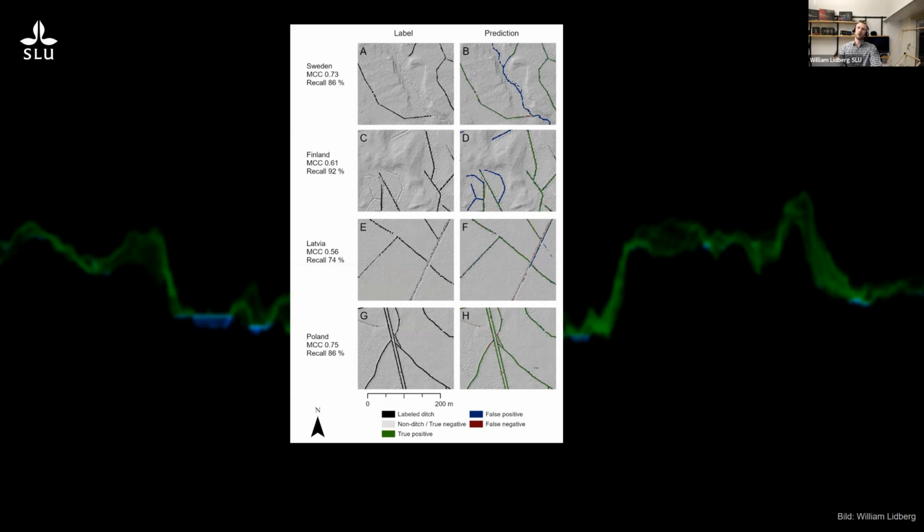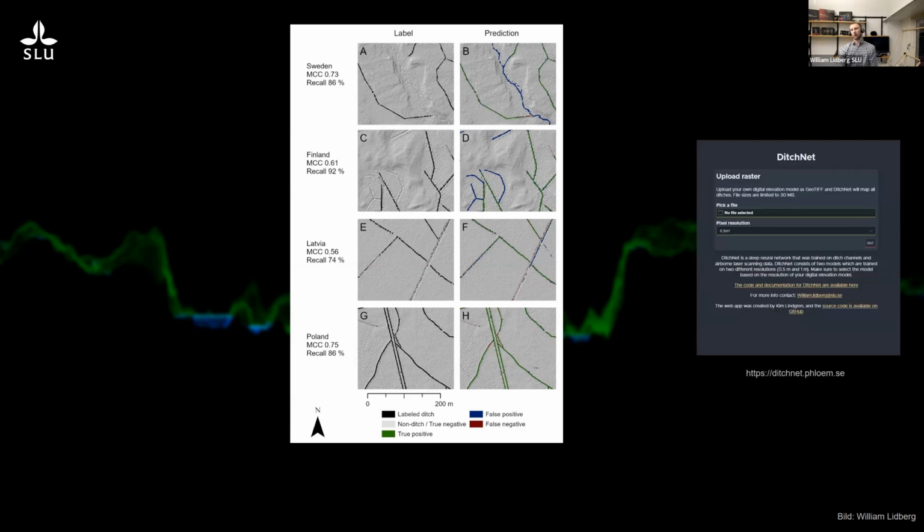We also noticed that the model picked up a lot of false positives, and these false positives are actually natural stream channels, which we didn't digitize this time. And the model was just punished for predicting those as ditches. We also made a web app where you can try it for yourself. But again, we think that the model can be trained to detect both natural channels and ditch channels, and maybe even separate between them. So that's something we're working on now. But this was during the pandemic.